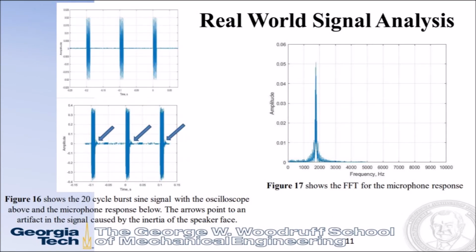Figure 16 shows the ideal burst output on the top and the speaker output on the bottom. The arrows highlight noise, which is due to an artifact of the speaker caused by the inertia of its diaphragm. The FFT output of the generated signal on the right is not perfectly straight due to this noise.